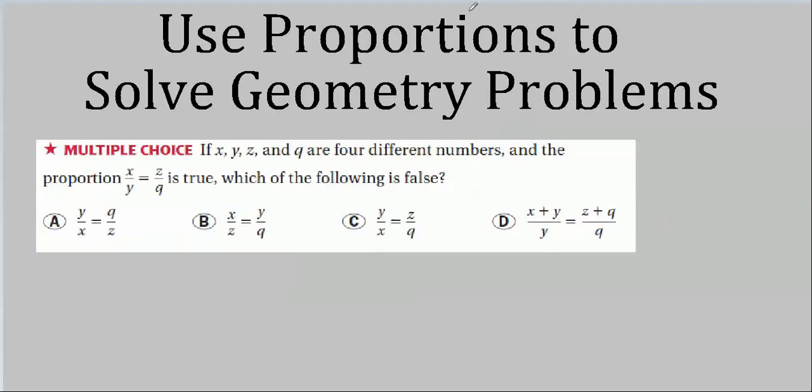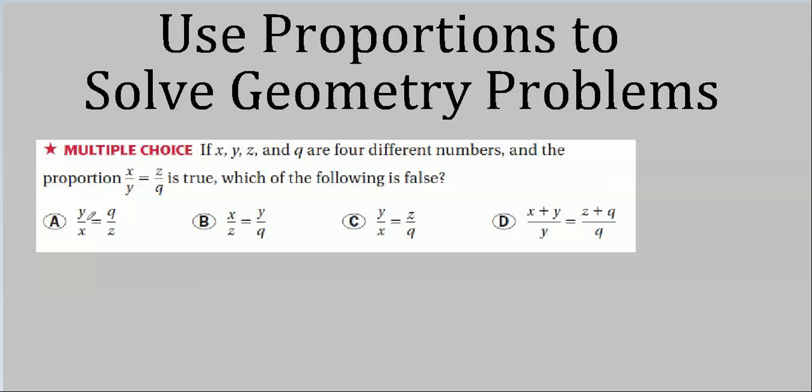And there's a multiple choice that just tests your knowledge of the properties of proportions. For instance, what it wants to know is which of the following is false. Which of these won't be true if this proportion holds. Well, let's see here.